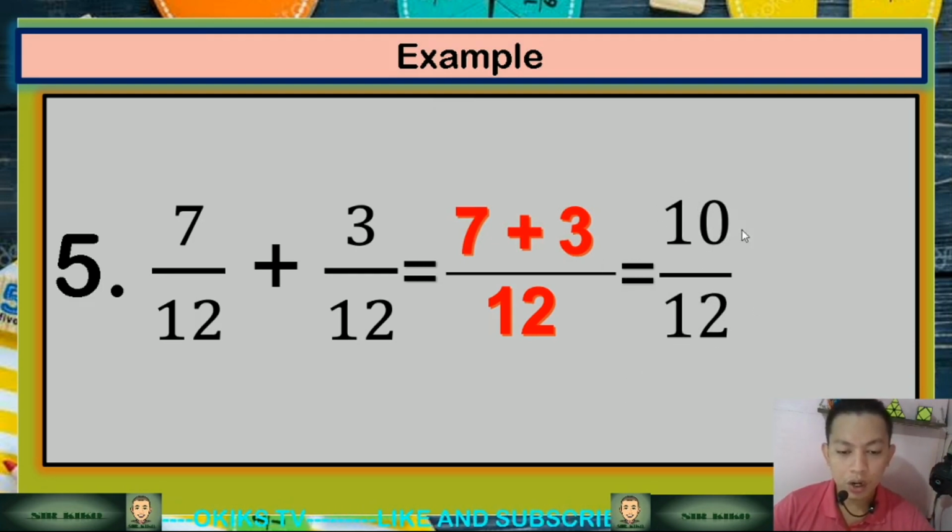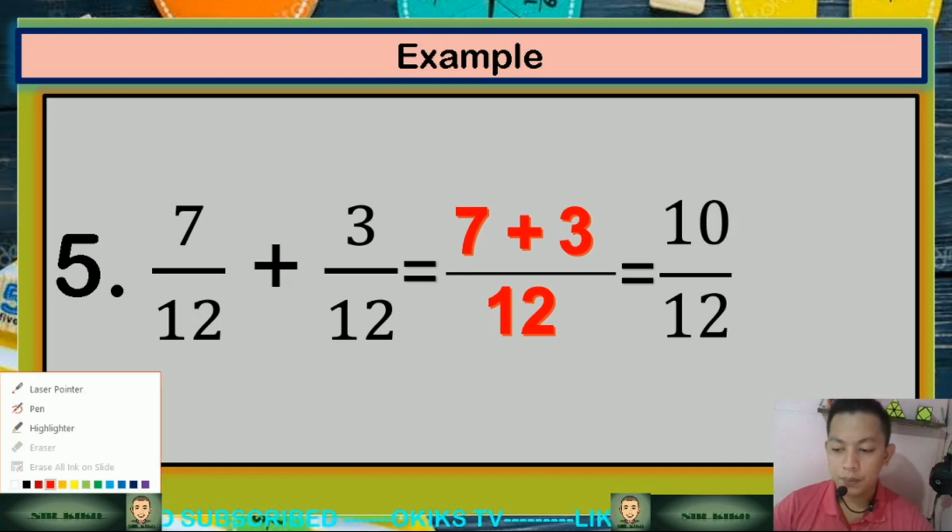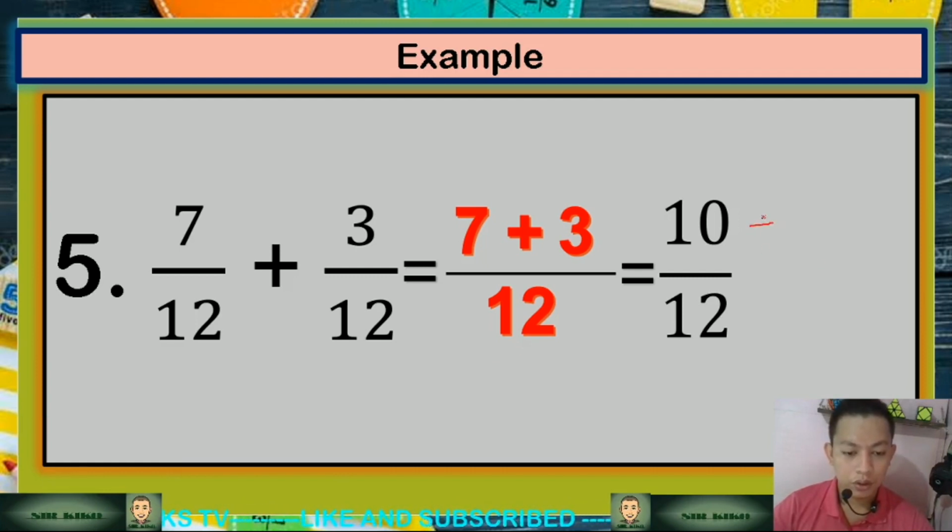So is there any common factor between 10 and 12? They have a common factor. The common factor between 10 and 12 is 2. So we can simplify using our pen. We divide by 2, divide by 2. So 10 divided by 2 is equal to 5, and 12 divided by 2 is equal to 6.